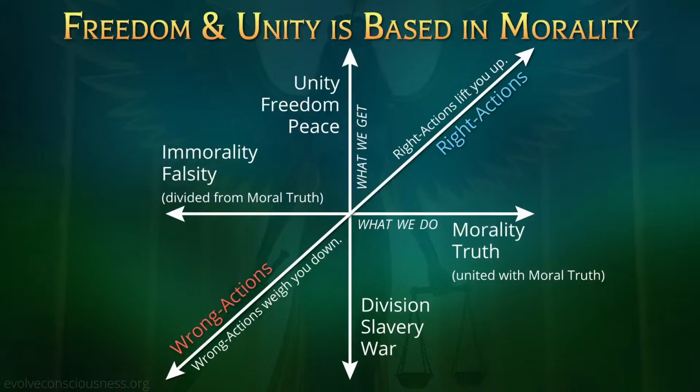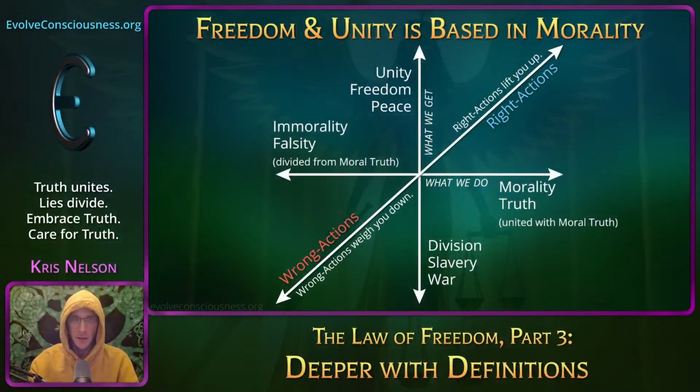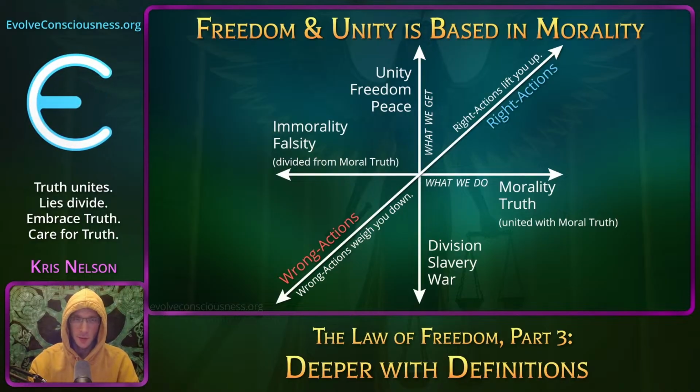Freedom and unity is based in morality. So this is just a chart representation of the law of freedom, what we do and what we get. Well, you're going to live in morality, truth, united with moral truth. Well, then what you're going to get is unity with other people. You're going to get freedom. You're going to get peace. So right actions lift you up.